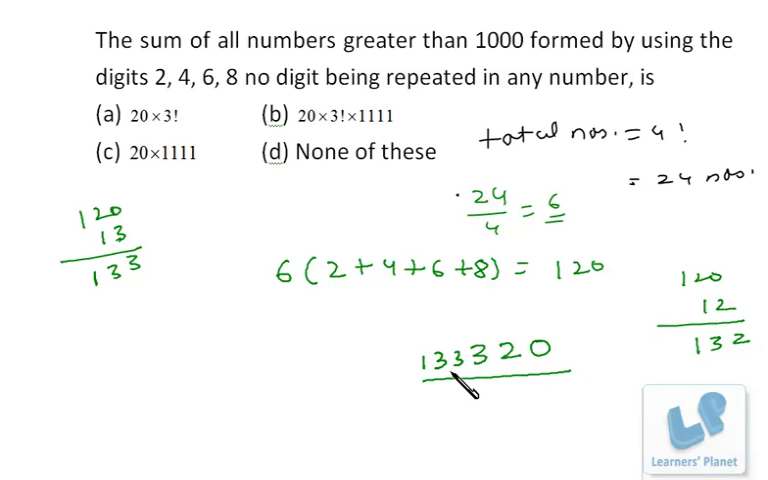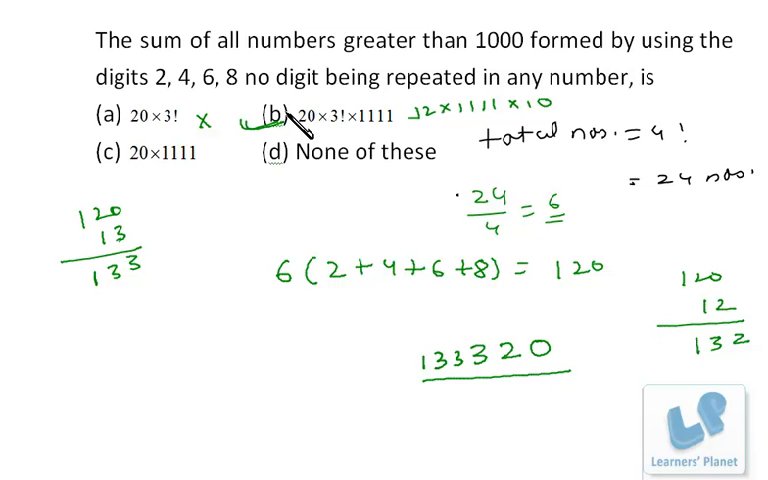Now let's match the answer from the options. This is 20 into 6, 120, so it's incorrect. This is 20 into 6, 120, that is 12 into 1111. So that's 13320. So this is the correct answer, right? The method which I discussed here is a bit lengthy, but if you practice well, you'll be able to save some time, right?